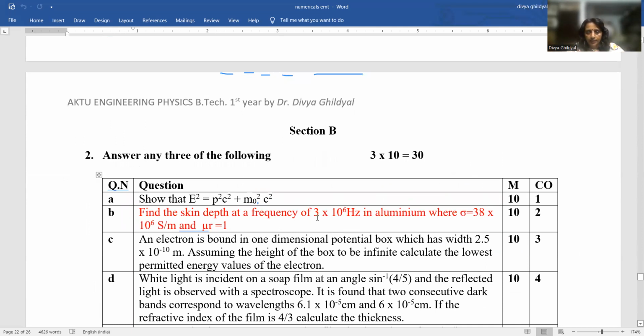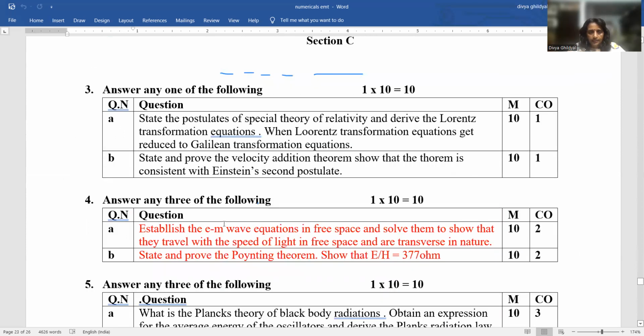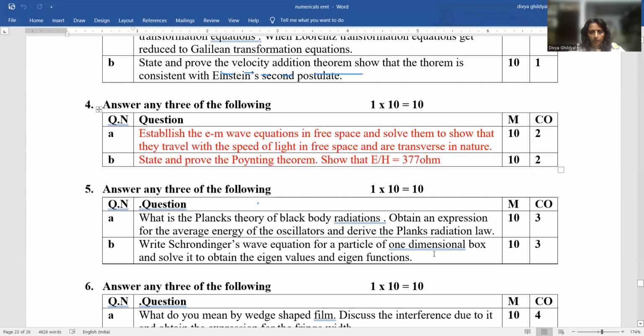Find the skin depth at a frequency of 3 × 10⁶ Hertz in aluminium. Just now I solved this question for you. Establish the electromagnetic wave equations in free space and show that they travel with speed of light in free space and are transverse in nature. Please refer to my lecture, lecture 4, where I have told you about transverse nature. State and prove Poynting theorem, show that E upon H is 377 ohm.